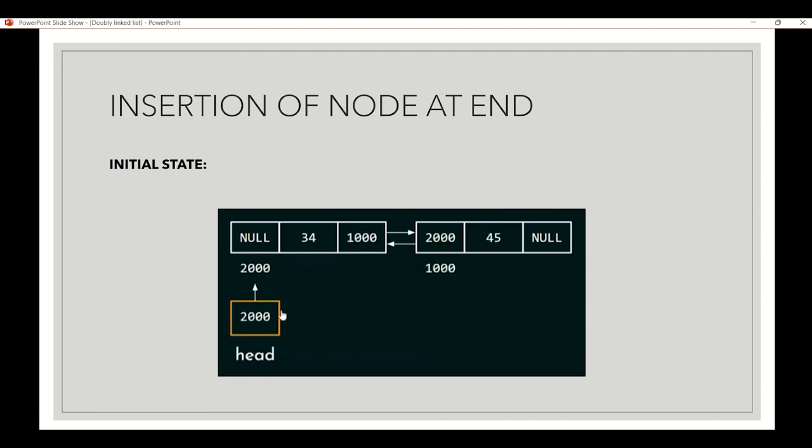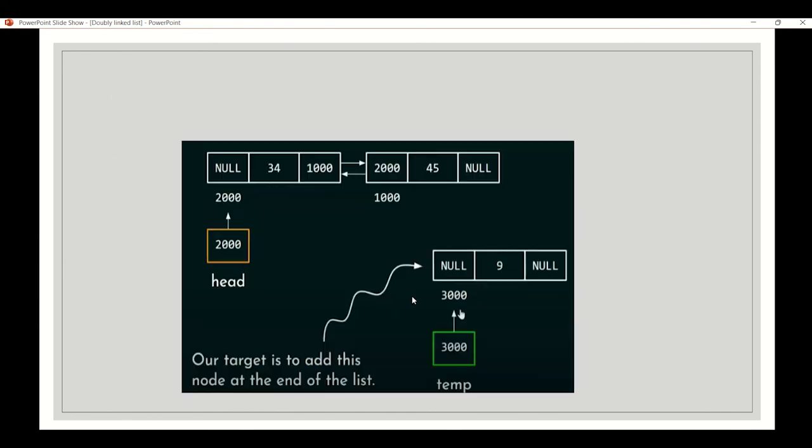So now let's move on to insertion of a node at the end. We know this is the first node and this is the second node, and these two are connected by giving the address of the second node in the next part of the first node. So now we have to add this node at the end of the second node.